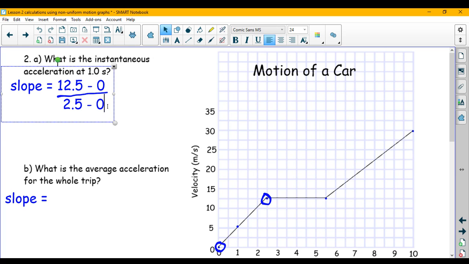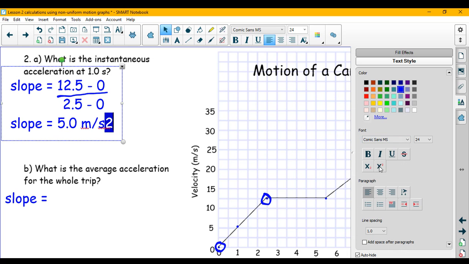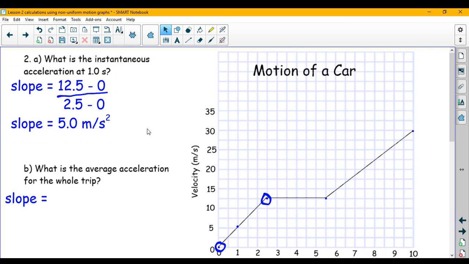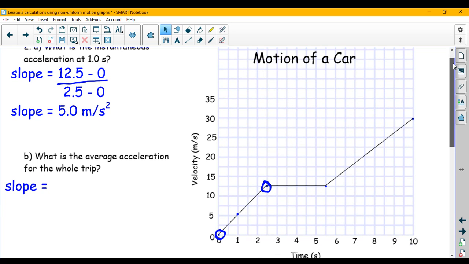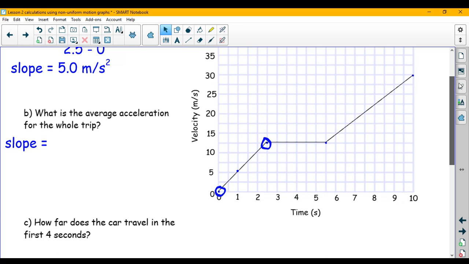Now remember, this is acceleration, right? We're finding acceleration. So I'm getting 5, and I can say 5.0 because I have the sig figs, and it's going to be, in this case, meters per second squared. The squared is very important, right? The squared is telling me it's acceleration. The acceleration units are really important. Okay, awesome. So I have my first part done.